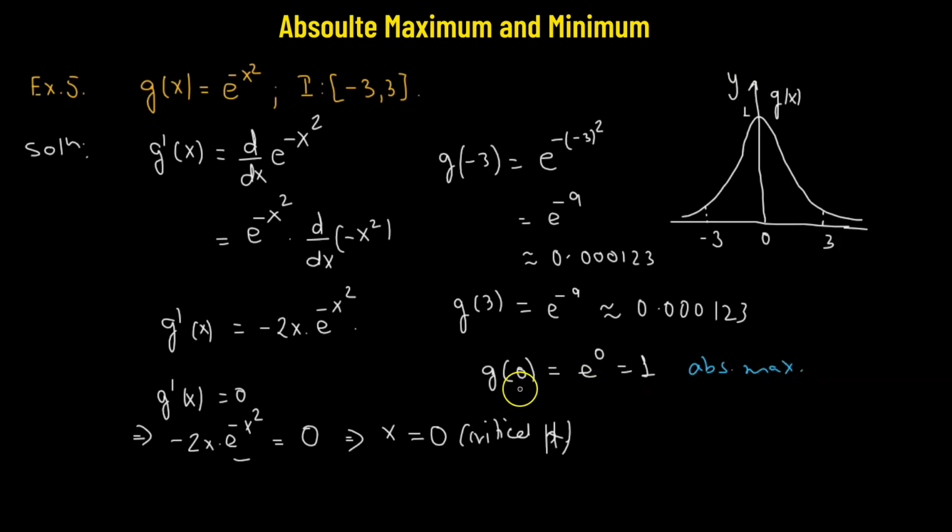This is the point x equals 0, where we obtain the maximum value of the function, with a value of 1. And there will be two absolute minimum value points, both occurring at x equals negative 3 and positive 3. So these will be the absolute minimum. This is how we can obtain the absolute maximum and absolute minimum of a function. So see you in the next lecture. Thank you.